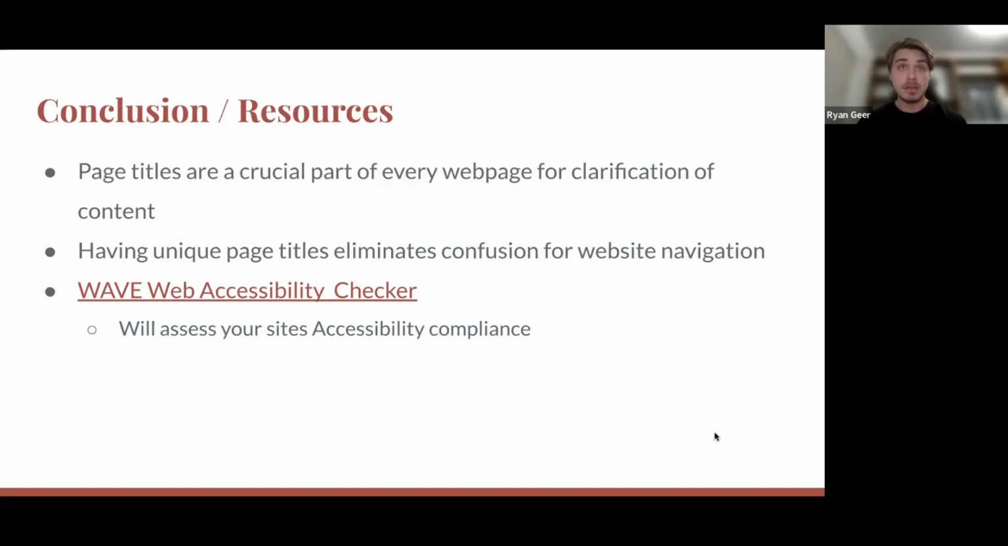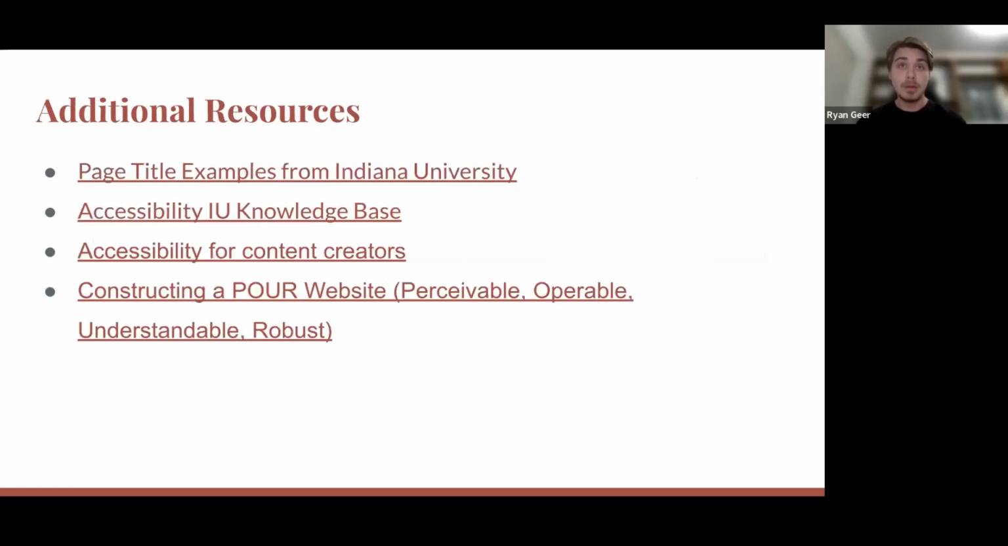If you would like to check your site for compliance with the global rules of website accessibility, visit the WAVE Web Accessibility Checker. If you would like to view other resources that explain good page titles, visit Indiana University's webpage on page title examples. For other accessibility information, visit the Accessibility IU Knowledge Base, Accessibility for Content Creators, and constructing a perceivable, operable, understandable, and robust website.